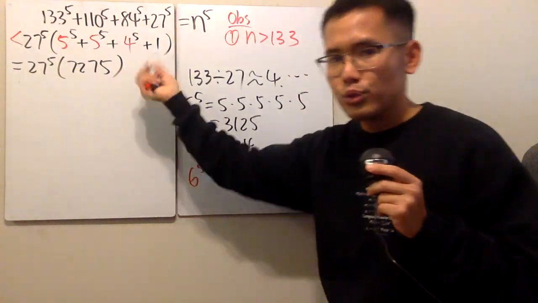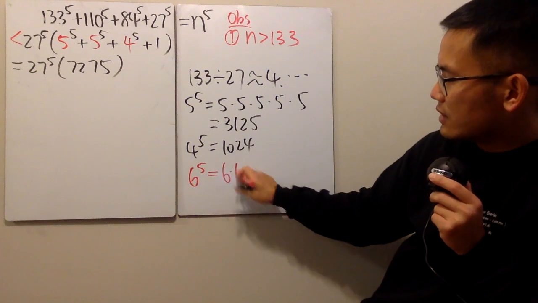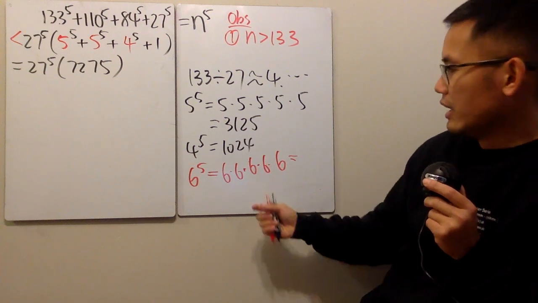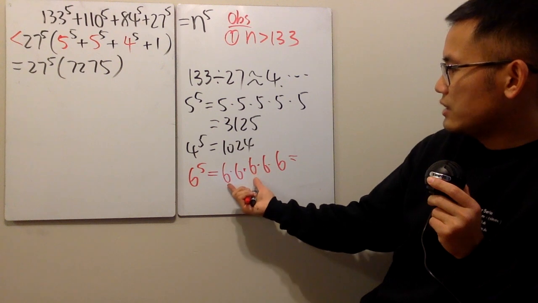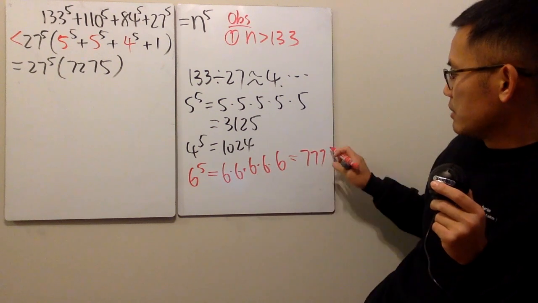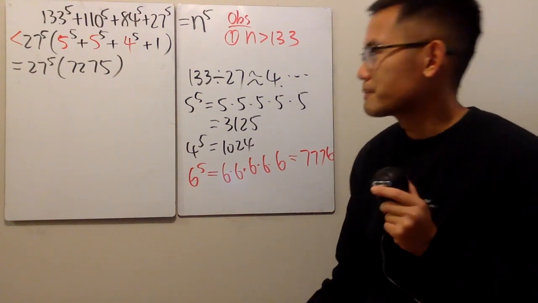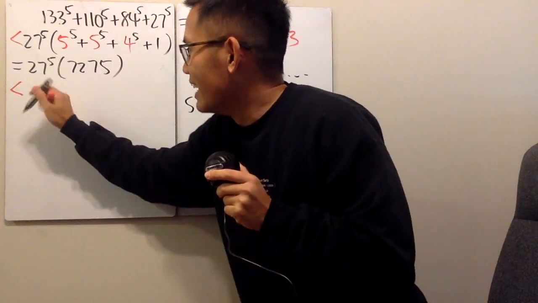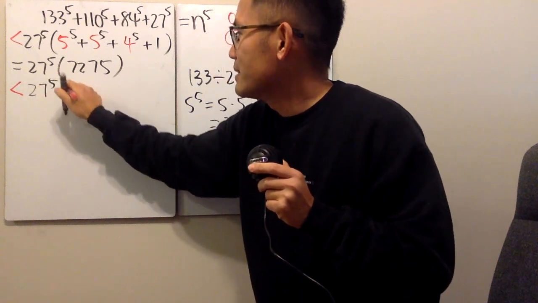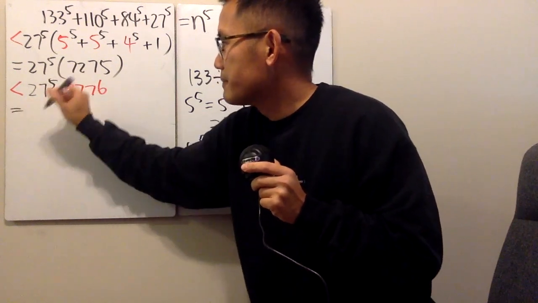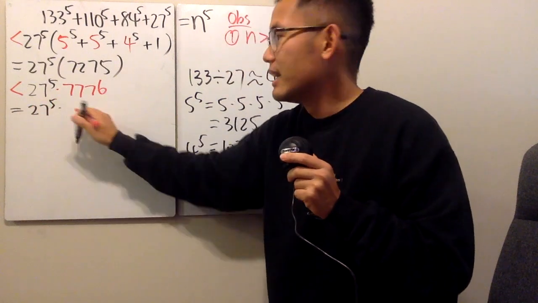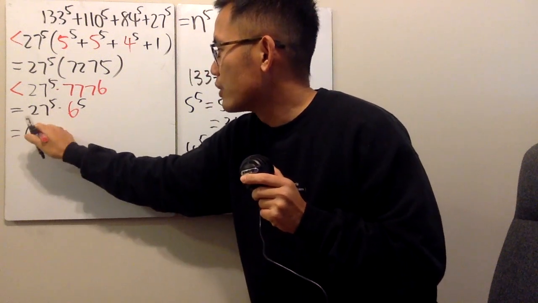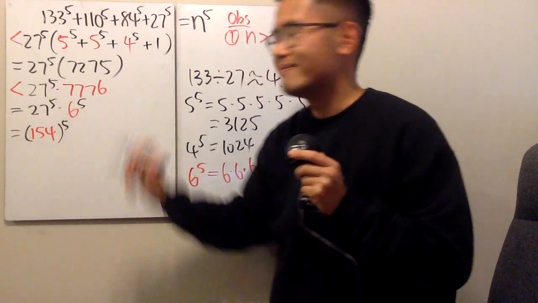Again, I need to write this as some number to the 5th power, right? All right, so this right here is, of course, 6 times 6 times 6 times 6 times 6. The easy way to do this is you just change 3 sixes to 3 sevens, and then you just maintain your 6 like this, right? So, yeah, that's how you can do it. All right, I used a calculator earlier, but anyway. So, this right here, we can say this is less than 27 to the 5th power times 7776, which we can say is 27 to the 5th times 6 to the 5. And we can say this is just 27 times 6, which is 162, and then to the 5th power, like that.